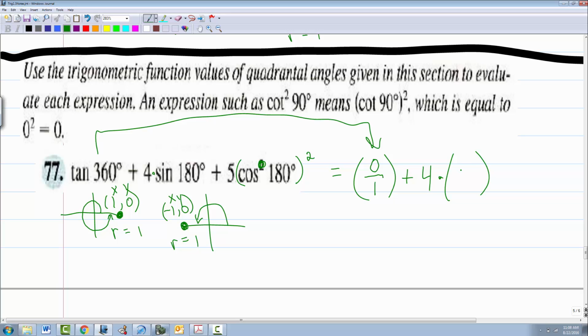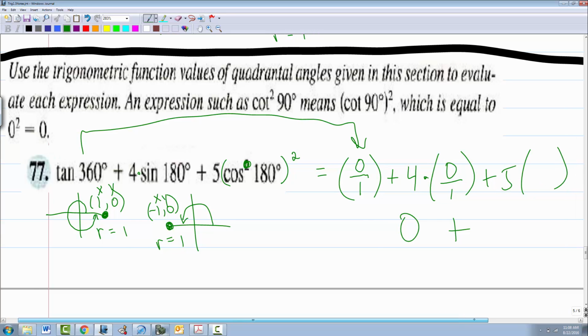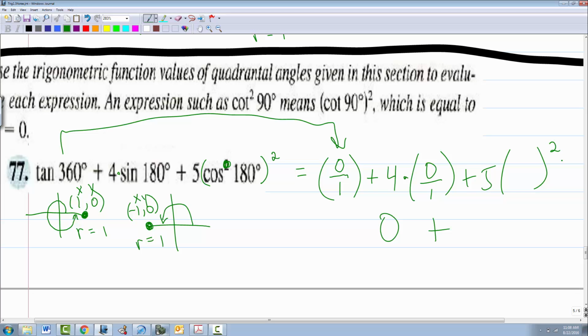Oh no, sir. Hurry up, everybody. 0 over 1, which is what? 0 over 1? Right now I have nothing. Boy, this is fun. Plus 5. Now, this is what I mean about what that cosine squared means. It means cosine of 180, then you square the answer. Now look at 180. What's the cosine of 180, if cosine's kicks? -1 over 1. What's -1 squared? Answer it. 1. What's 1 times 5? After all that, this expression is equal to 5. Got it.